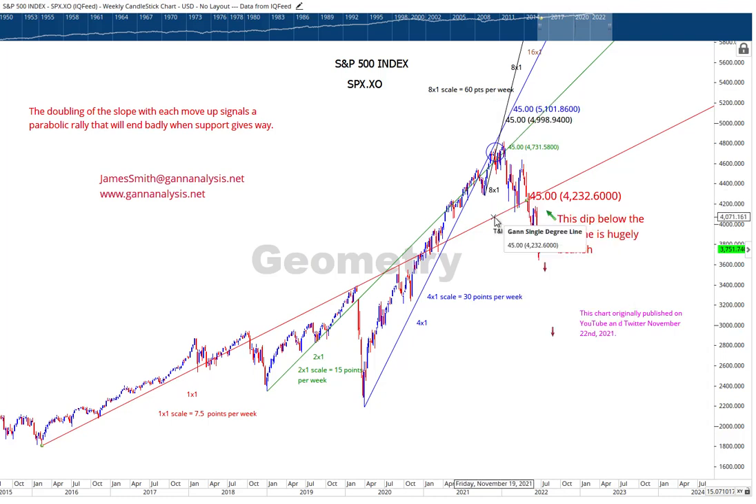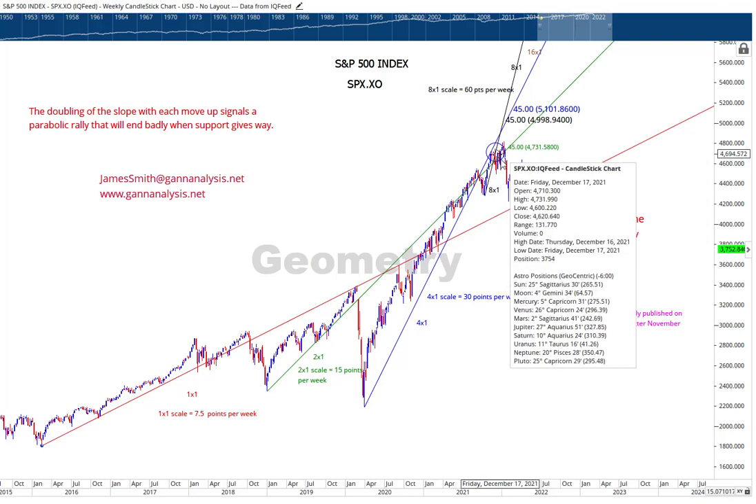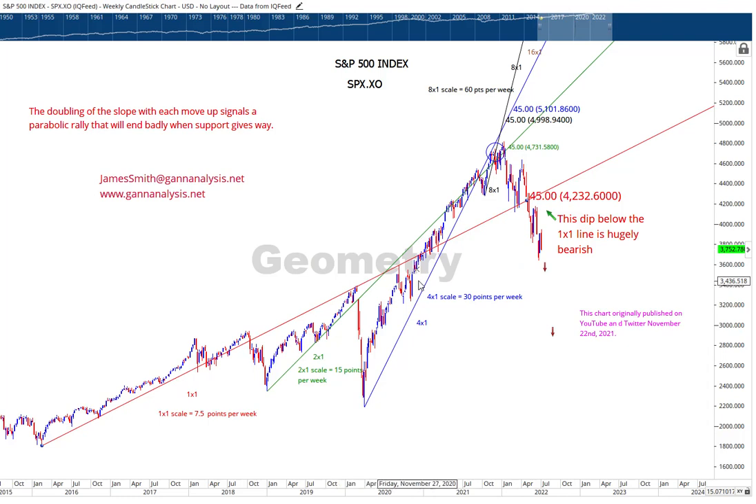Now, what GAN said is this is all the geometry of time and price. So when you break the third or fourth ascending GAN line, according to GAN, you're going to start a correction. So you might have thought back here, okay, this is a correction, but then when you rallied to new highs, you started the 8 by 1, and once that broke, then you knew, okay, that's 1, 2, 3, 4 ascending GAN lines. You knew you're starting a correction. So that's useful. That is very important information.